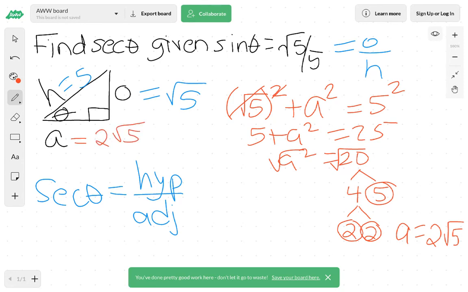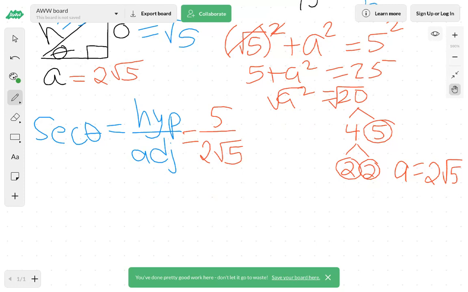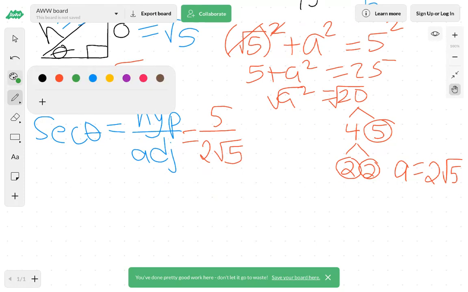I'm going to go ahead and fill out my fraction: hypotenuse side being the 5, adjacent side being 2 square root 5. And now, of course, we can't leave that square root there. So we're going to have to rationalize our denominator, which means I'm going to multiply by the square root of 5 on top and bottom.